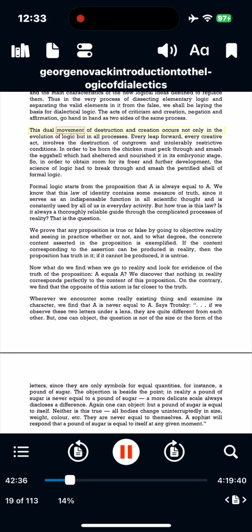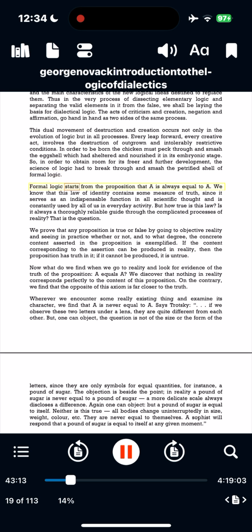This dual movement of destruction and creation occurs not only in the evolution of logic but in all processes. Every leap forward, every creative act, involves the destruction of outgrown and intolerably restrictive conditions. In order to be born, the chicken must peck through and smash the eggshell which had sheltered and nourished it in its embryonic stage. So, in order to obtain room for its freer and further development, the science of logic had to break through and smash the petrified shell of formal logic.